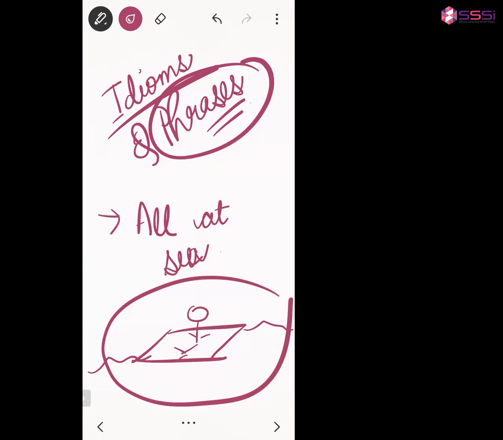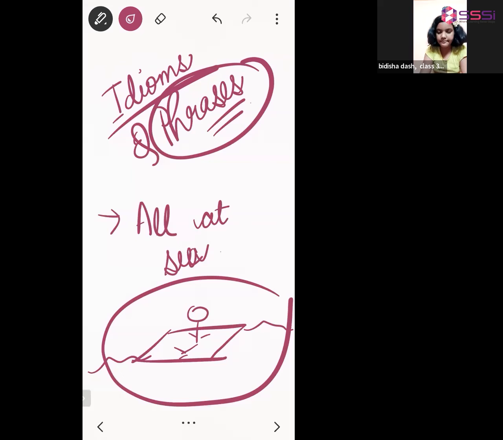So we'll be doing 5 idioms and phrases daily. We'll be doing 10 vocab terms daily, their antonyms, their synonyms. Your task would be to learn it every day and to use it every day in the class as well as at your home with your friends, in your school. Is this clear or not?